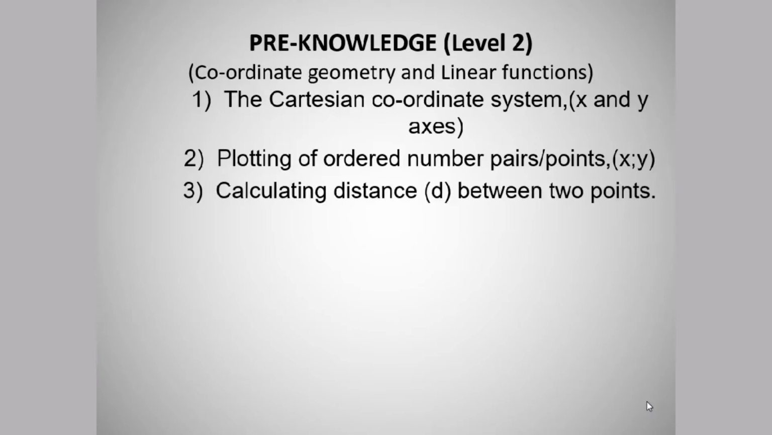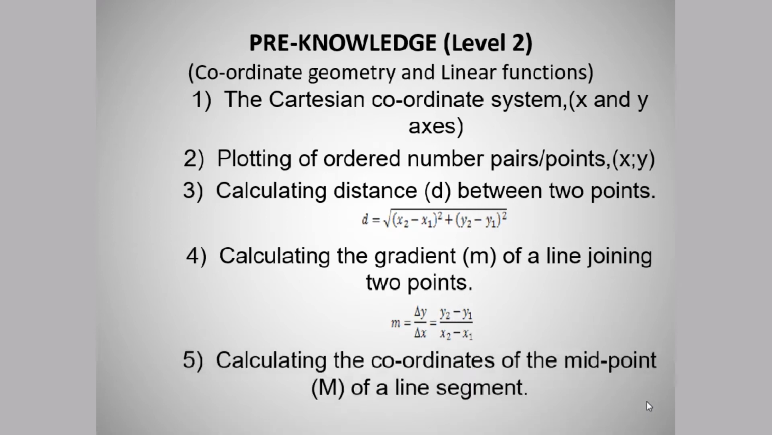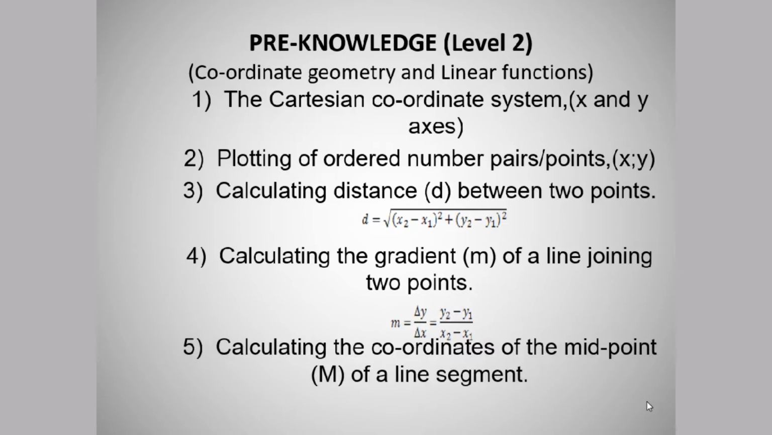The third thing we need to remind ourselves, it is to calculate the distance d between 2 points using the formula that I've just shown you there. The fourth thing would be to calculate the gradient m of a line joining 2 points using the formula that I've just displayed there. The fifth thing we need to remind ourselves is to calculate the coordinates of the midpoint m of a line segment using the given formula.